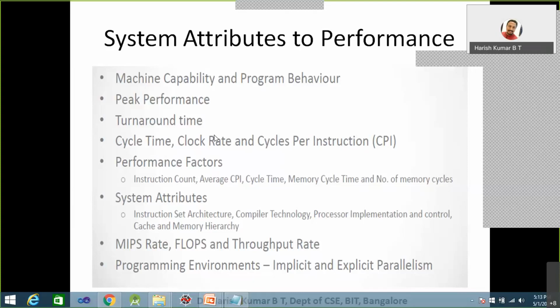Now, clock rate is how many such oscillations it can do per second. If I say a 16 megahertz quartz crystal, it does 16 into 10 raised to 6 oscillations per second. That 16 megahertz itself is the clock rate. Cycle time is usually measured in nanoseconds, and the clock rate is measured in hertz, in terms of megahertz.